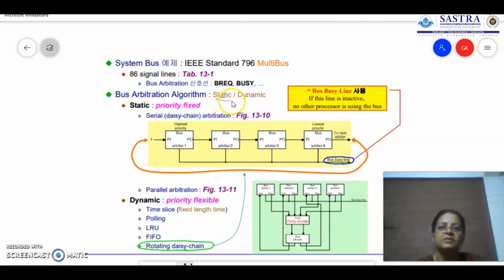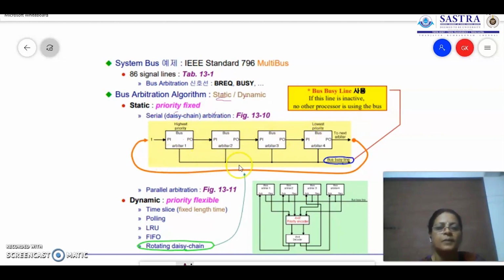Static means something which is fixed. So what is fixed here? The priority is going to be fixed. If you observe this diagram, we have so many devices and they are going to be arranged in the priority order. The first device will be enjoying the highest priority, and then the next, and then the next. Like that we will be arranging in the decreasing priority order.